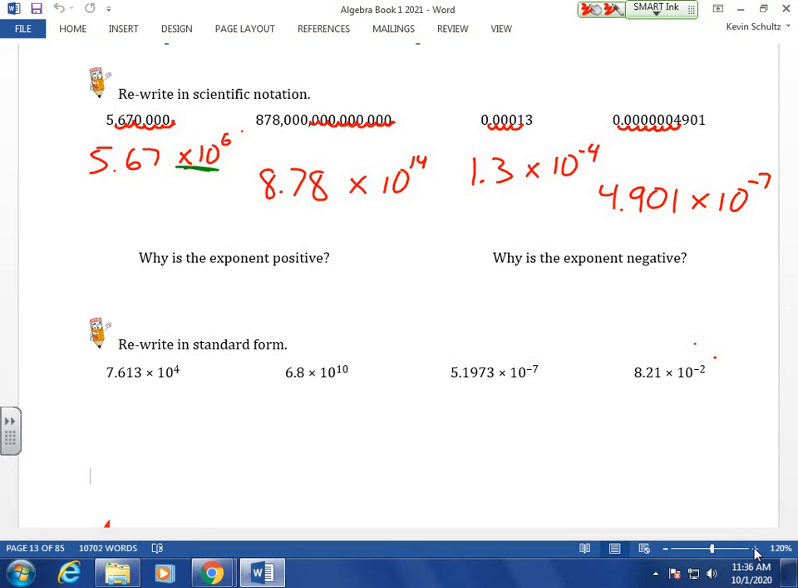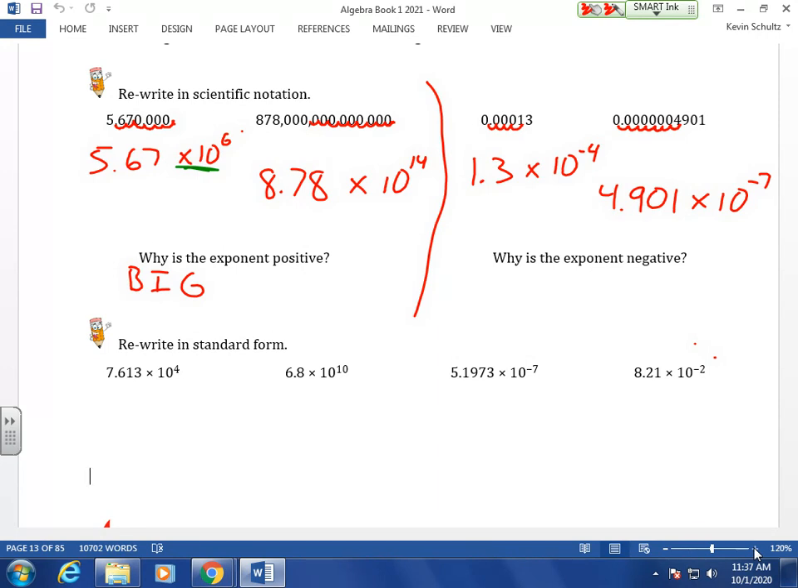So in the first two examples, we separated these between a positive power and a negative power. Why is the exponent positive in those first two? Because to move the decimal backwards, it has to be positive, and to move it forward this way, it needs to be negative. So it has to do with what you're doing to get back to the original number, right? Because in these first two examples, the numbers are very big. The values are very large. From 5.67, you have to move the decimal to the right to get back to 5,670,000.